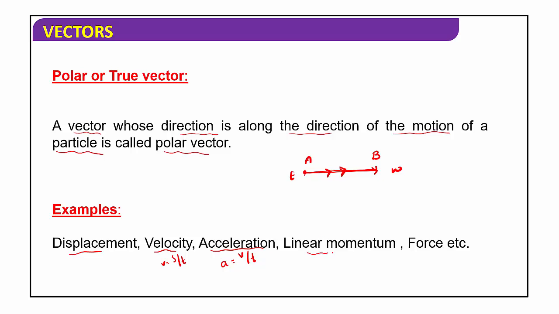You can take linear momentum. Linear momentum is denoted by P, which is equal to m into v, mass into velocity. Velocity is a true vector, a polar vector. That's why linear momentum is also a polar vector. Then force. Force is given by the equation F equals ma. a is acceleration. Acceleration is what? A polar vector. So these are some examples of polar or true vectors. Is it clear? Yes. What is a polar vector? A vector whose direction is along the direction of motion of a particle.